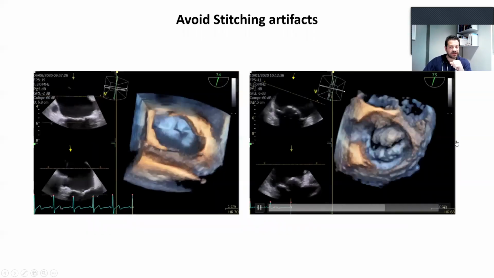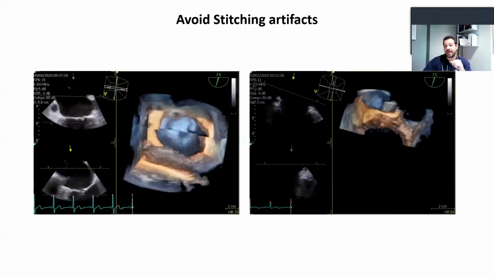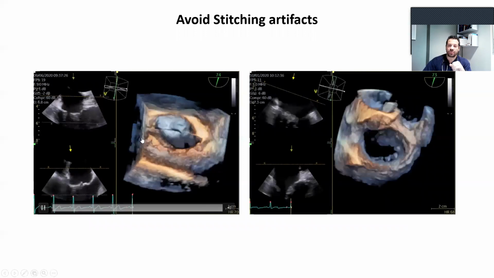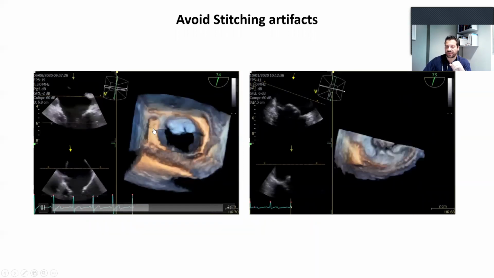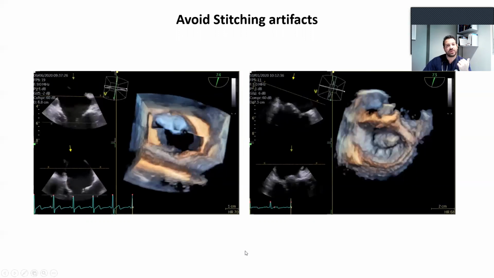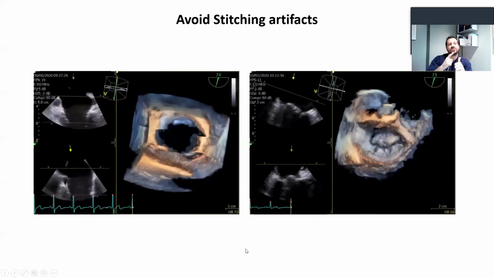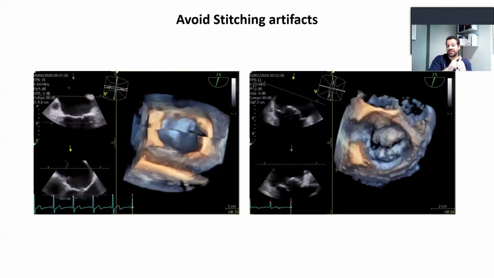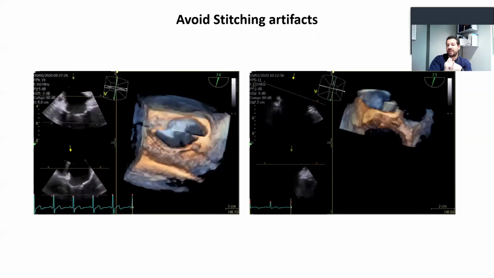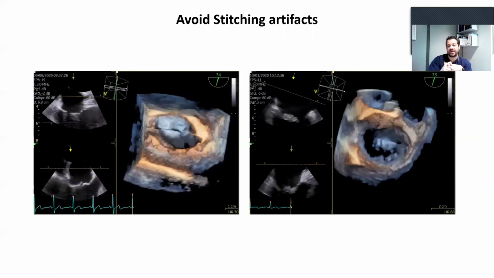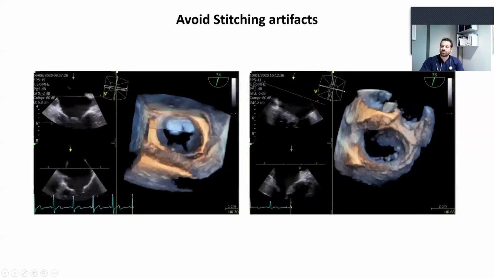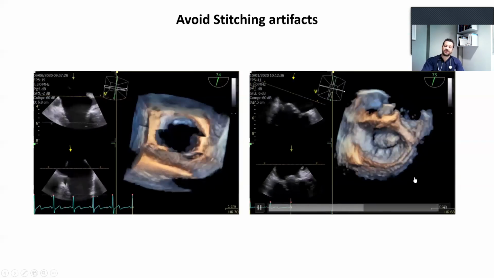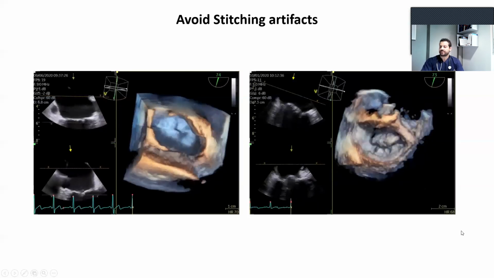What about stitching artifacts? Stitching artifacts come from multi-beat acquisition, because you can see these lines between the stitching of the cardiac cycles. In order to avoid that, we need to tell the patient to hold his breath efficiently. We don't want atrial fibrillation, and we don't want other arrhythmias, and of course we have to save our image after we have obtained the final view.